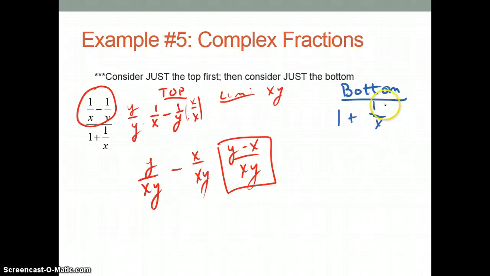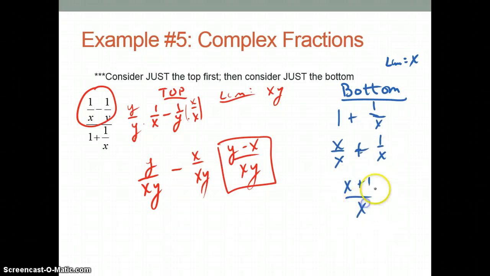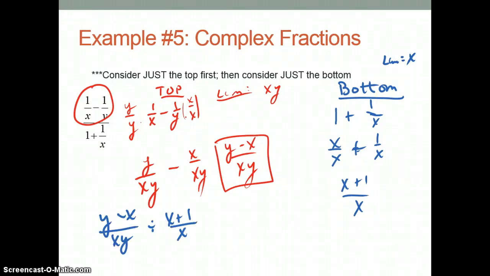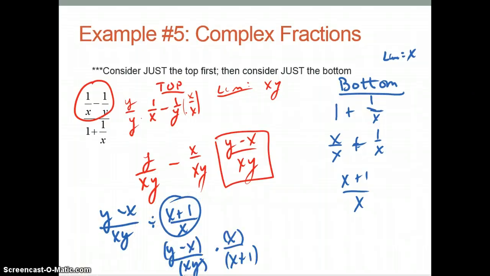When adding this on the bottom, our least common multiple is going to be just x. So I'm going to rewrite this first one as x over x, and it's plus 1 over x. So I have x plus 1 all over x. At this point, I rewrite it as a division, and then I'm going to flip this second portion, make it multiplication, and simplify to my answer.